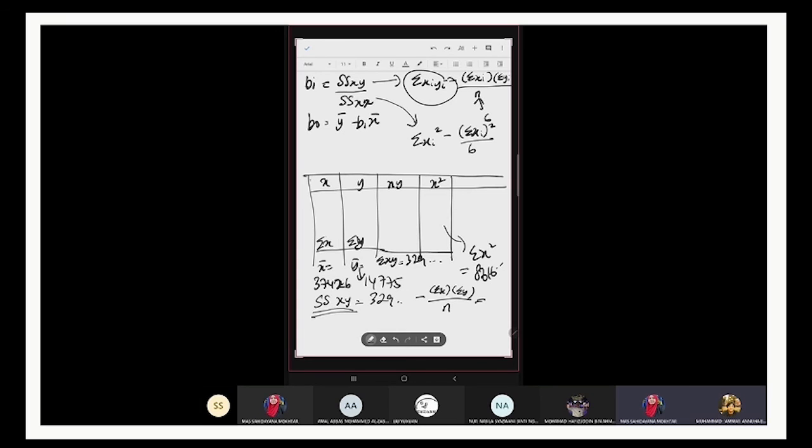Negative 208 ... How about Sxx? Okay, what is the Sxx? 42 something. This is for Sxx, is it?